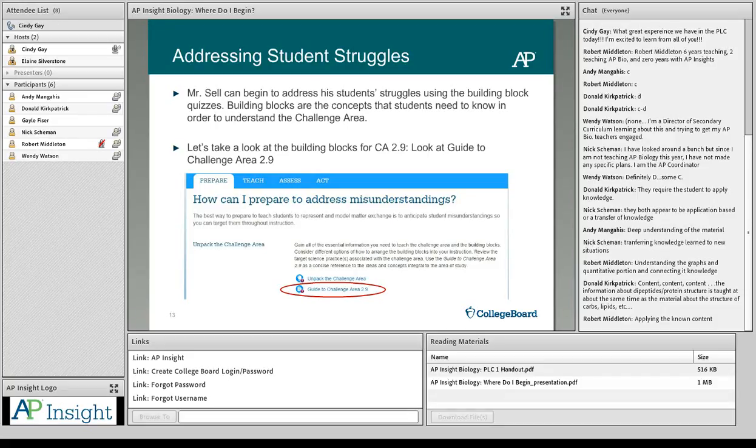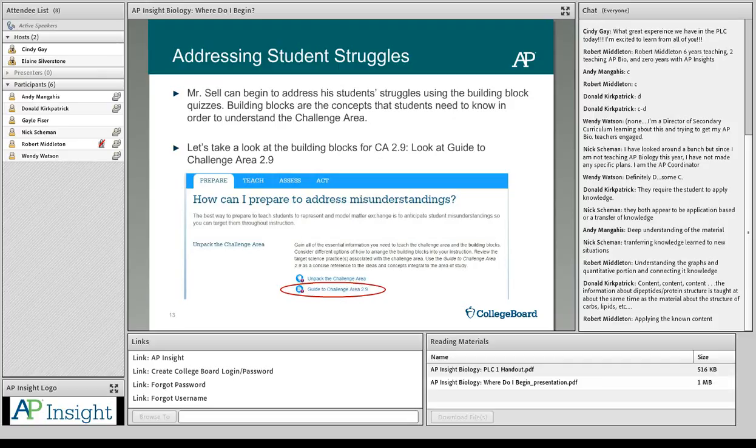And so we have just about everybody who's able to see that guide. And as you're looking at that and thinking about how the building blocks relate to that challenge area, what I want to remind you is that those building blocks are the concepts. And they're the concepts that students need to know in order to really deeply understand a challenge area.